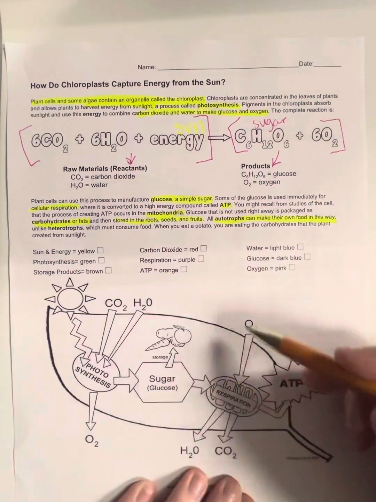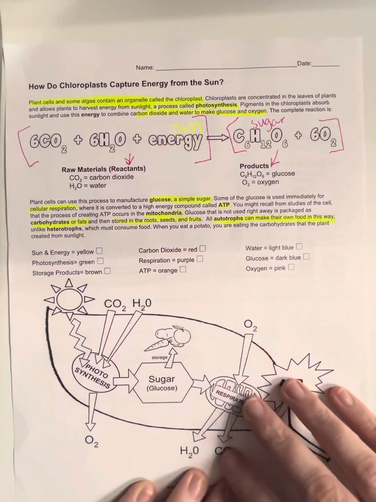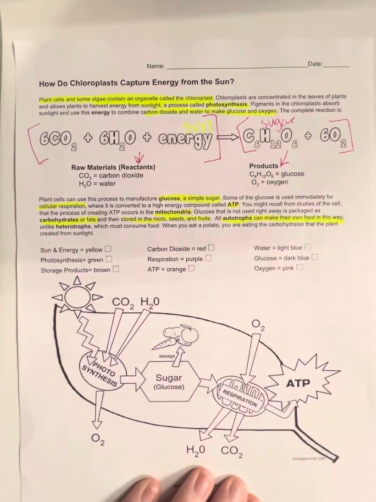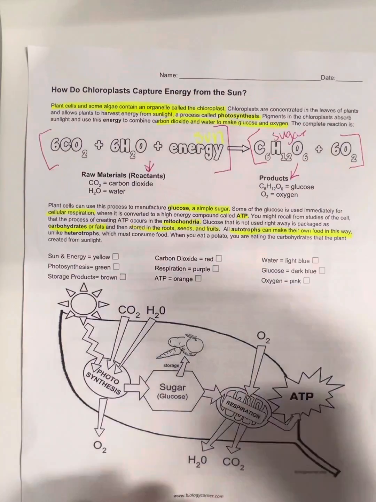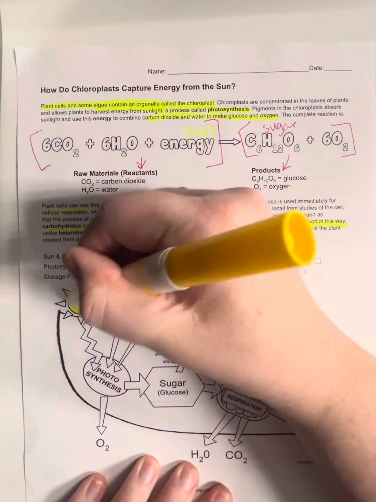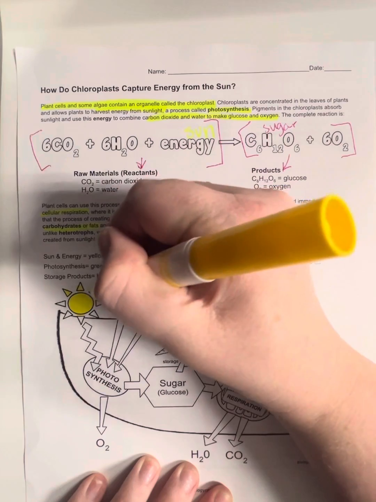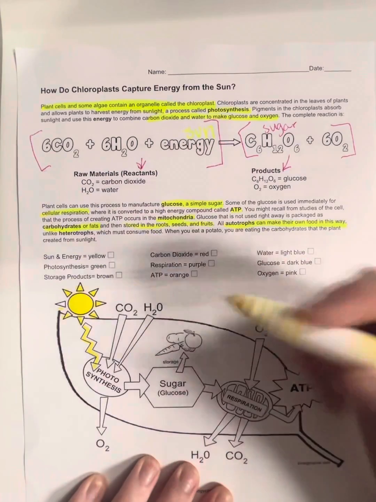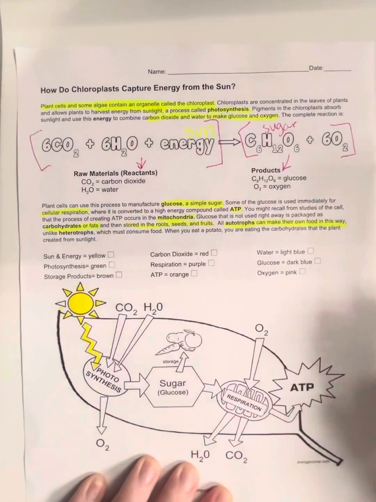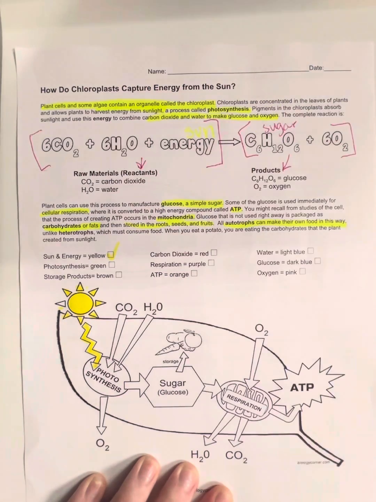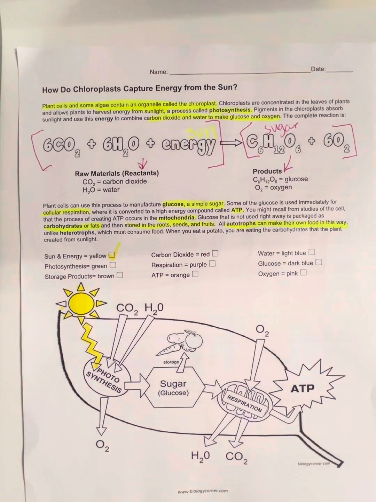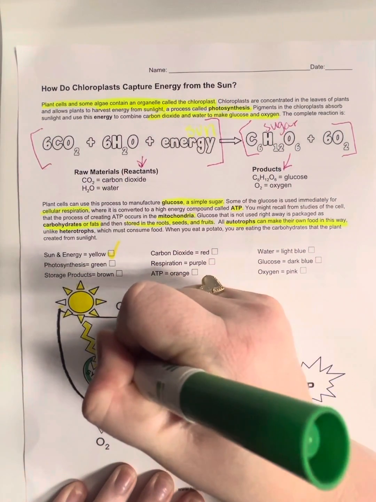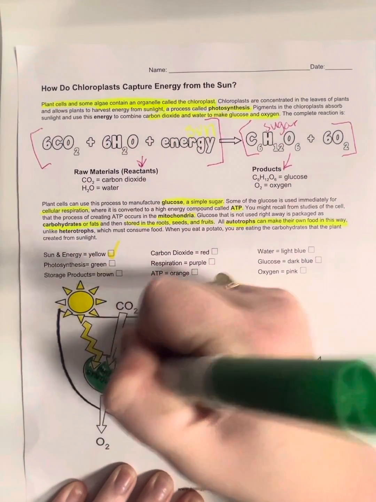So we are going to color this diagram to make sure that we understand all the parts. So the sun and the energy is going to be yellow. You can use markers, you can use colored pencils, you can use crayons, but the sun is yellow and the energy it makes, yellow. Okay, check. Photosynthesis itself is green, so it's happening right here in the cell. This is photosynthesis. Check.